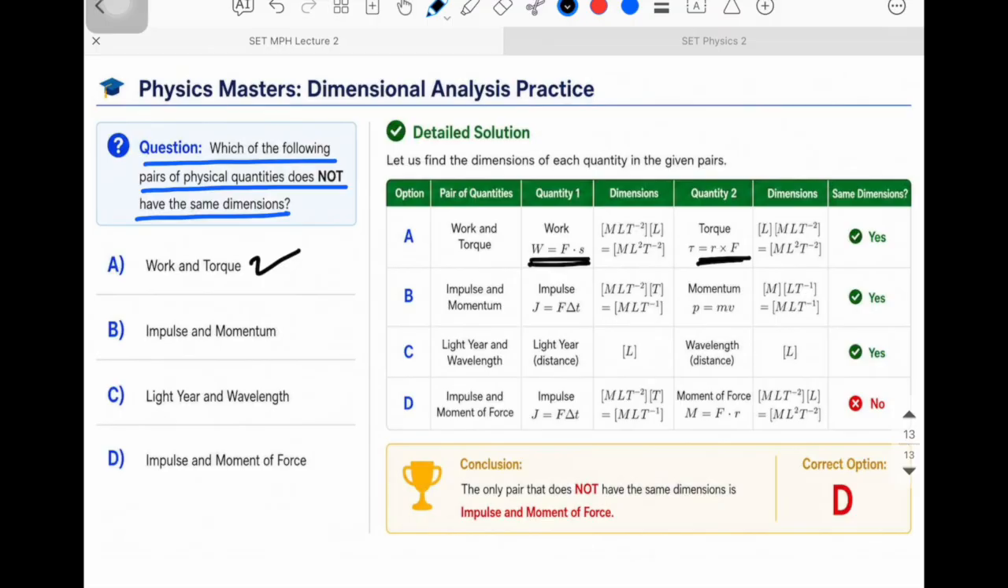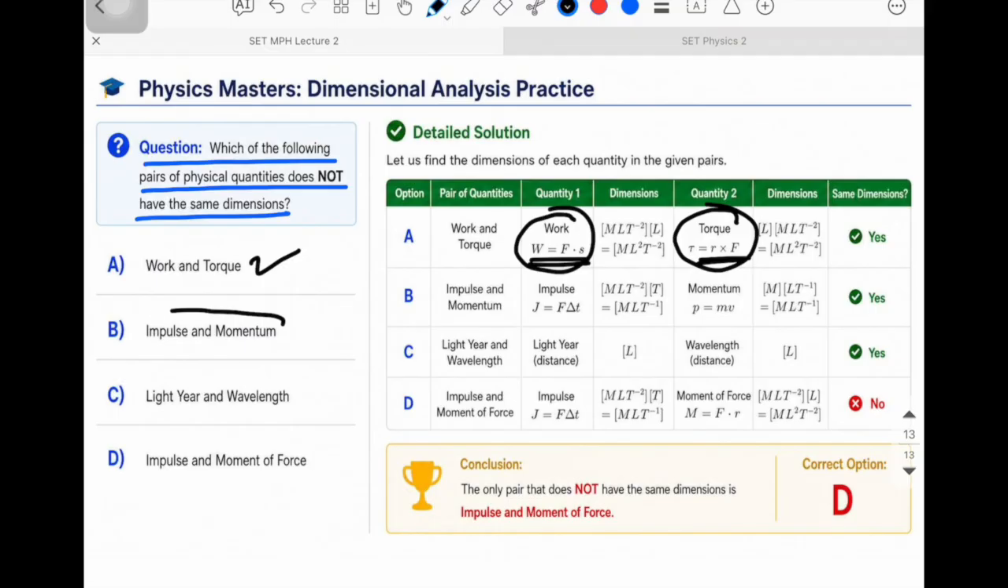Work is force into displacement. One is dot product, another is cross product. F dot S means Fs cos theta. R cross F means R into F sin theta. And I already told you that cos theta, sin theta, log e raised to x are dimensionless quantities. So both are force into displacement. So work and torque have the same dimension.